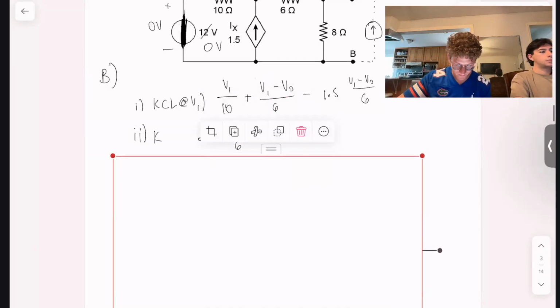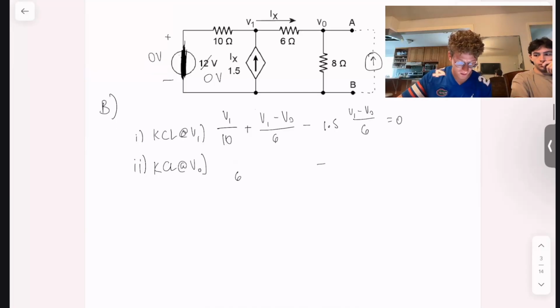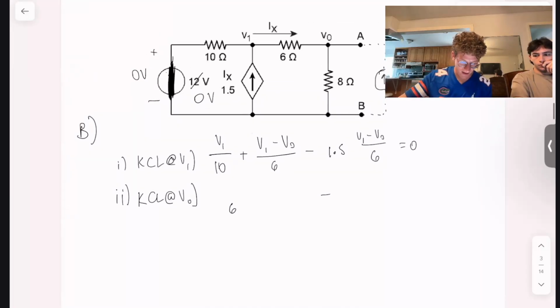Equation number 2, we'll do our KCL at VO. Excuse me, I kind of thought that all these numbers would still be here, but it's fine. We'll work on through it. So we'll have VO minus V1 over our 6 ohms. Then we'll have VO over 8 ohms down to ground. And then going into the node, we see we have this iTest source. So we'll subtract that, and we'll set all of that equal to 0.